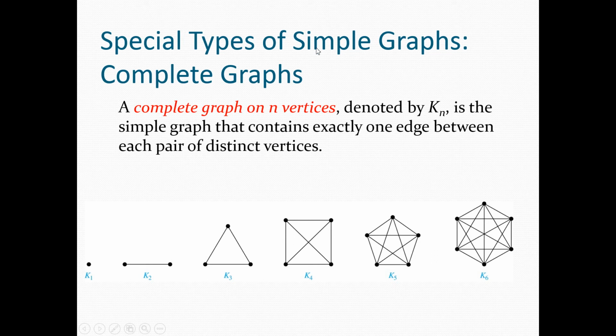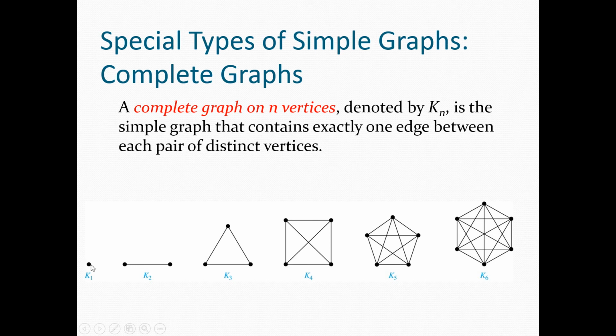Now, special types of simple graphs, the complete graph. A complete graph on n vertices, denoted by Kn. So complete starts with C, but the notation is K. So a complete graph on n vertices, denoted by Kn, is a simple graph that contains exactly one edge between each pair of distinct vertices, right?